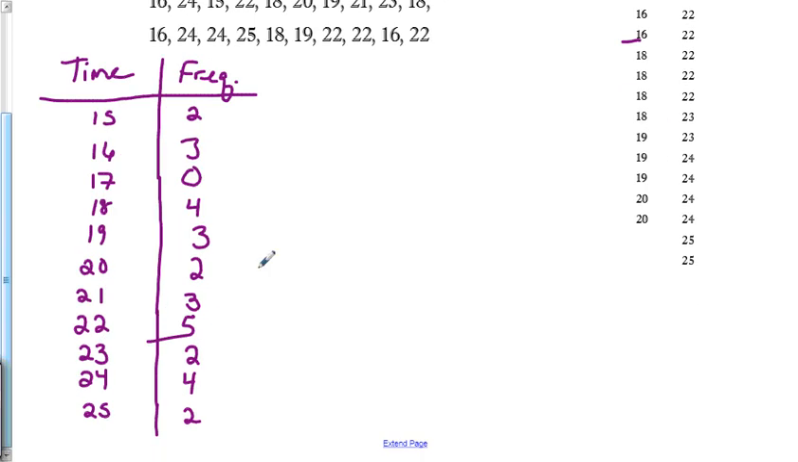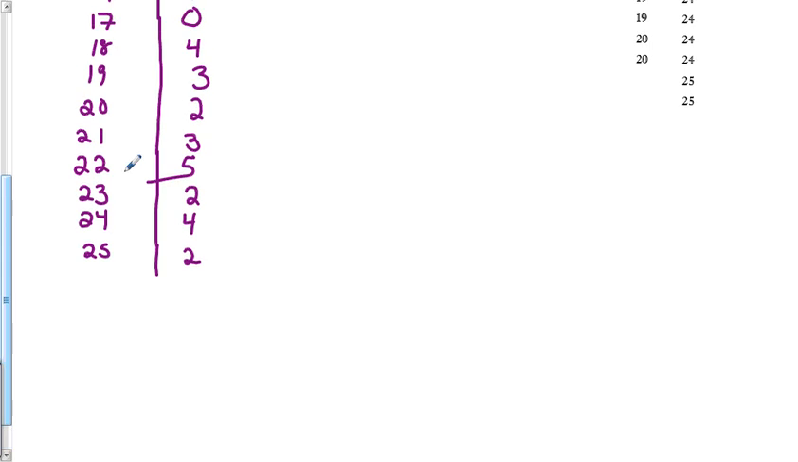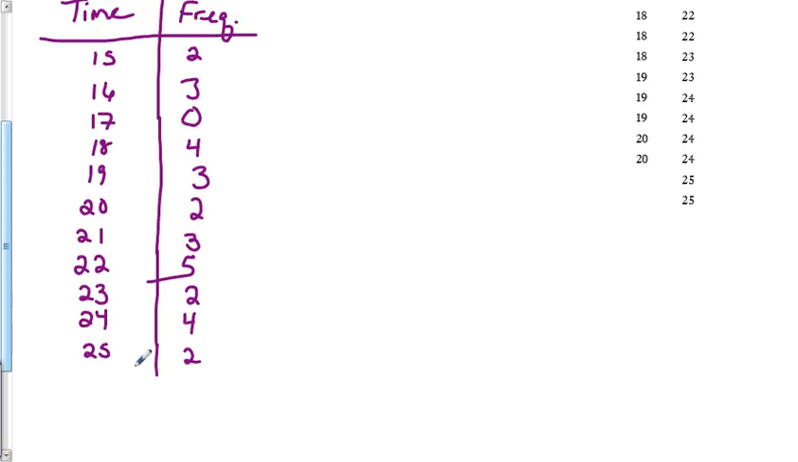Now, once you've completed this comprehensive list, a way to check that you've done your work correctly is to tally up everything in the frequency column. Since we started with a total of 30 students, that number should be the same as what you get when you take the sum of your frequencies, as you can see we have here.